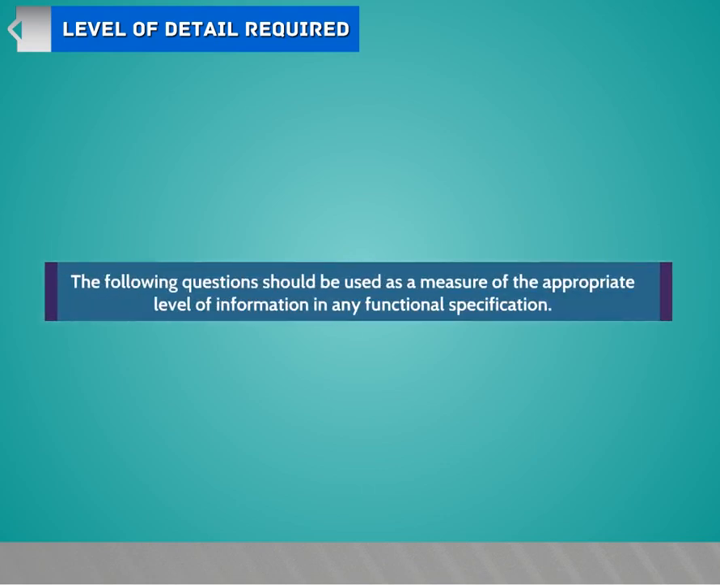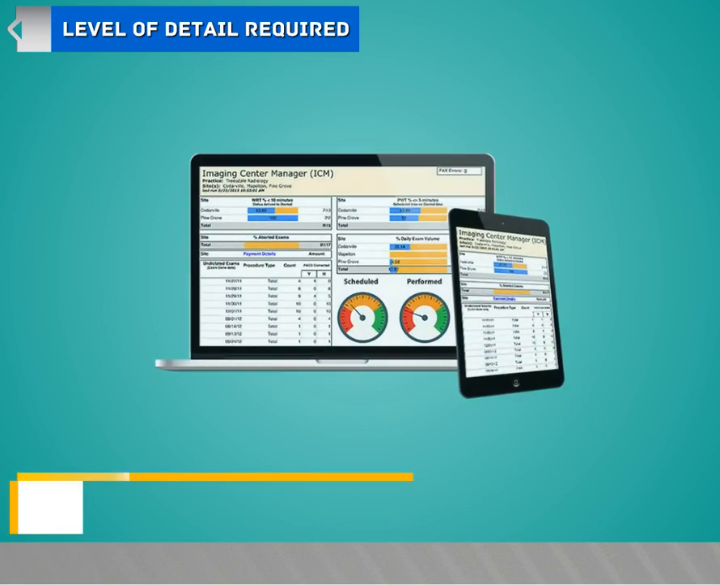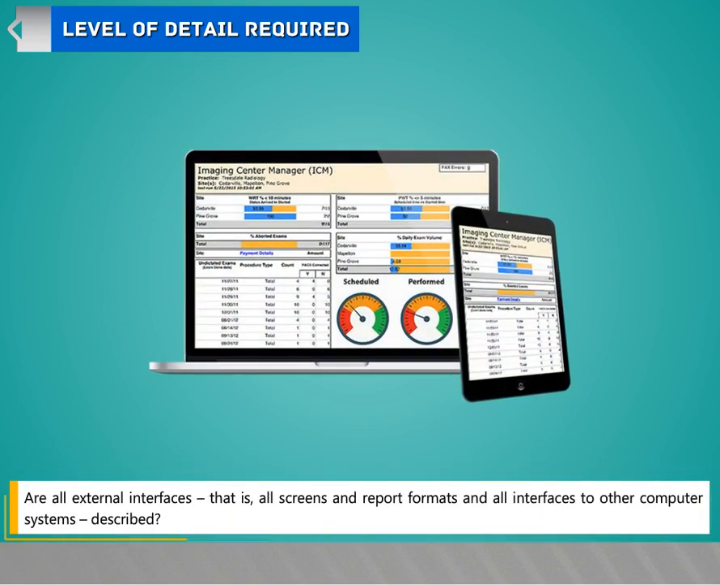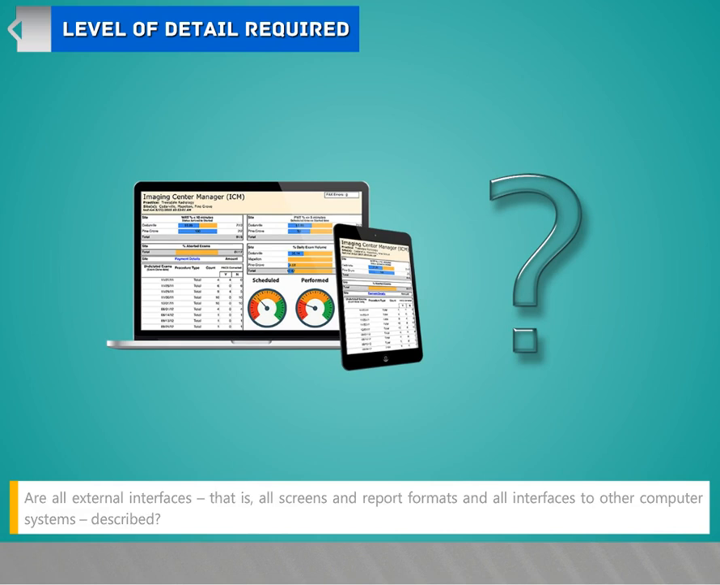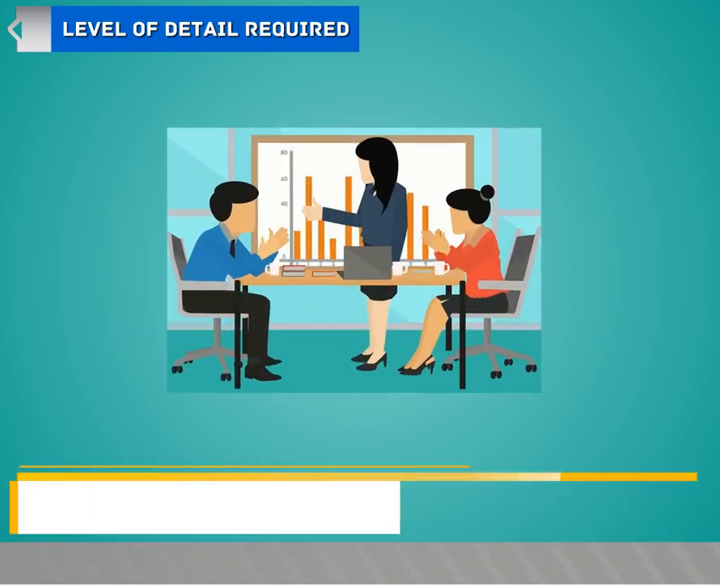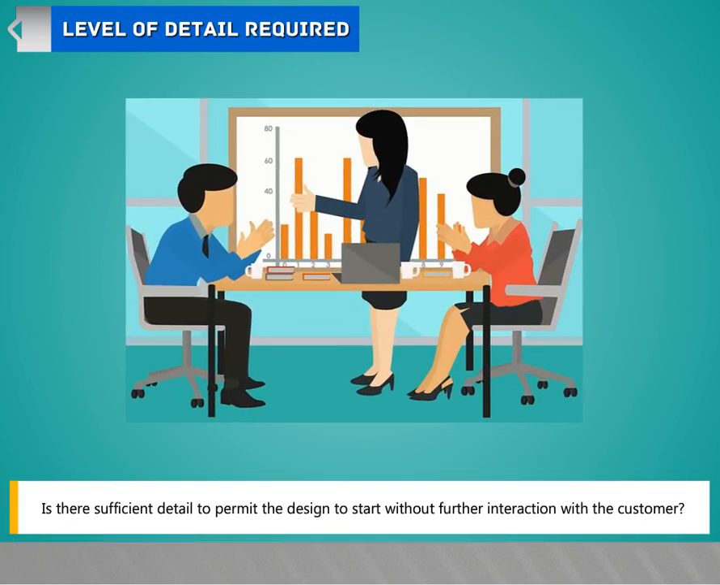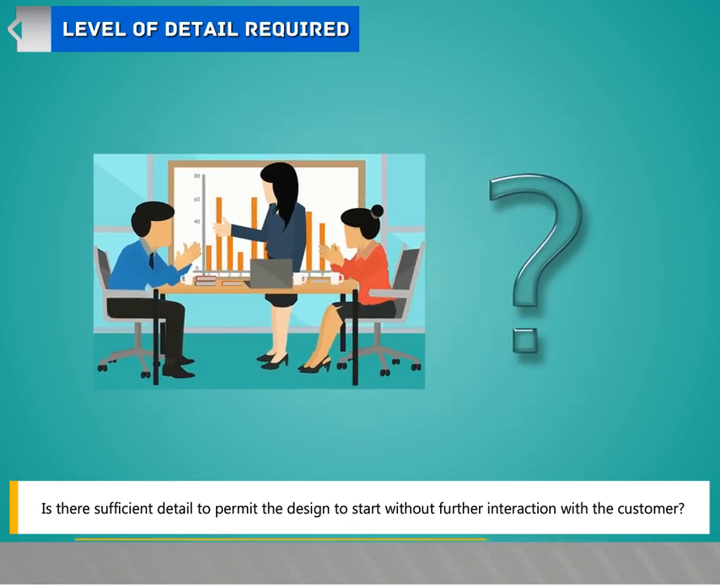Level of detail required. The following questions should be used as a measure of the appropriate level of information in any functional specification. Are all external interfaces, that is, all screens and report formats and all interfaces to other computer systems, described? Is there sufficient detail to permit the design to start without further interaction with the customer?